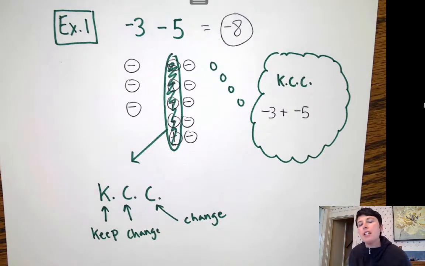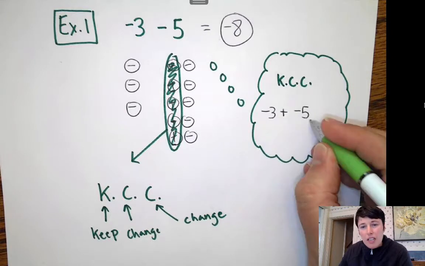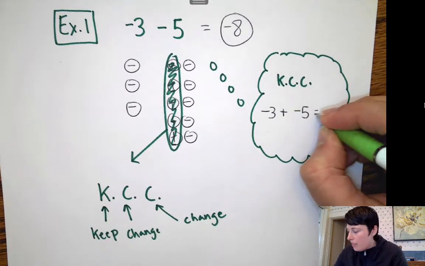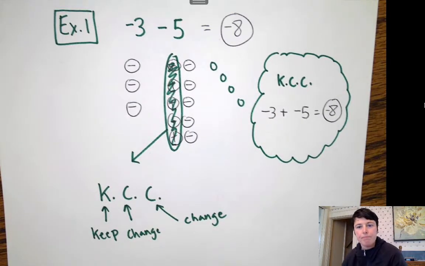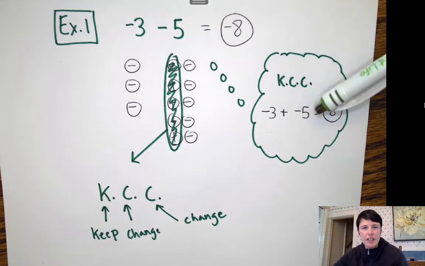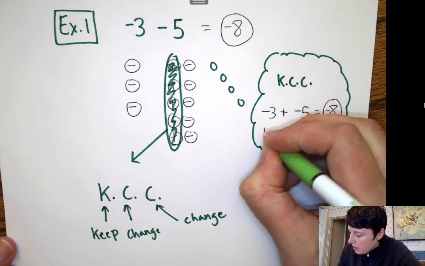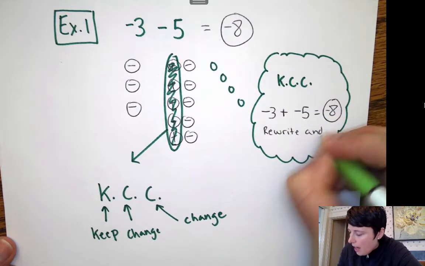The adding rules say same signs, add and keep, different signs subtract. These are the same signs. -3, -5 are the same, so we're going to add and keep. 3 plus 5 is 8. We're going to keep them negative. There's my answer, -8. Same answer we got earlier with our visual, but a total different way of doing it. We're just rewriting the problem and using the adding rules. So I'm going to put that down here. Rewrite and use adding rules.